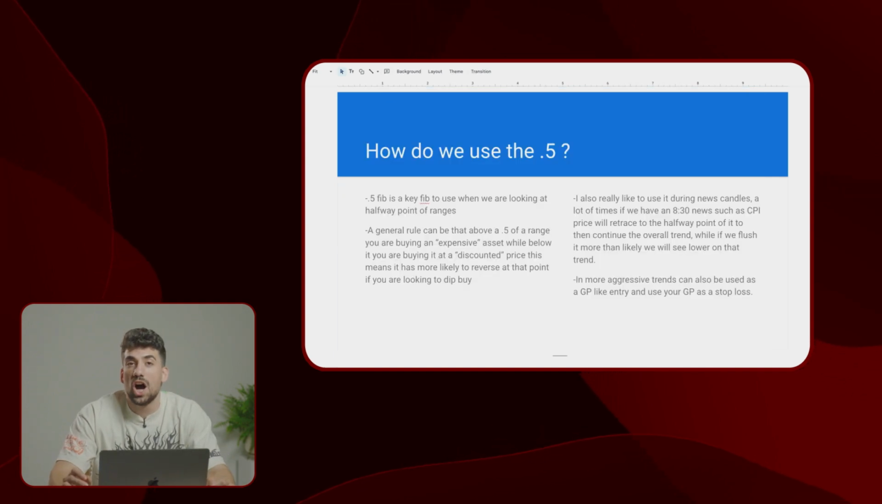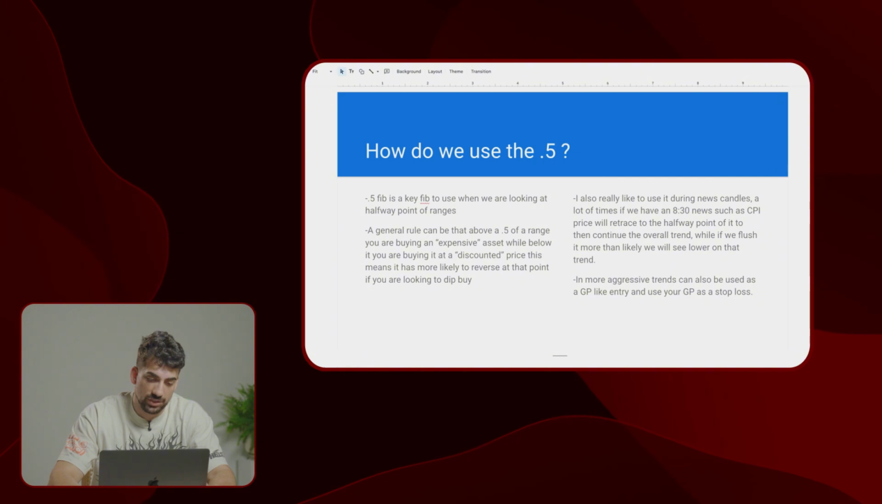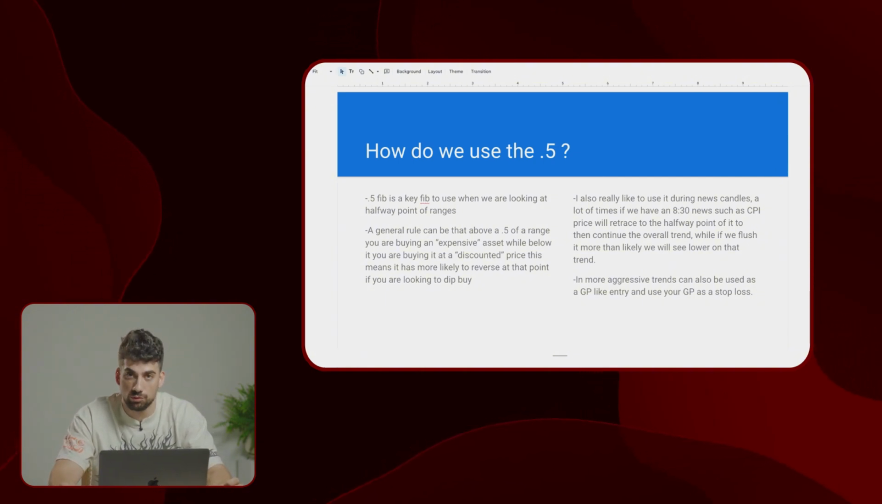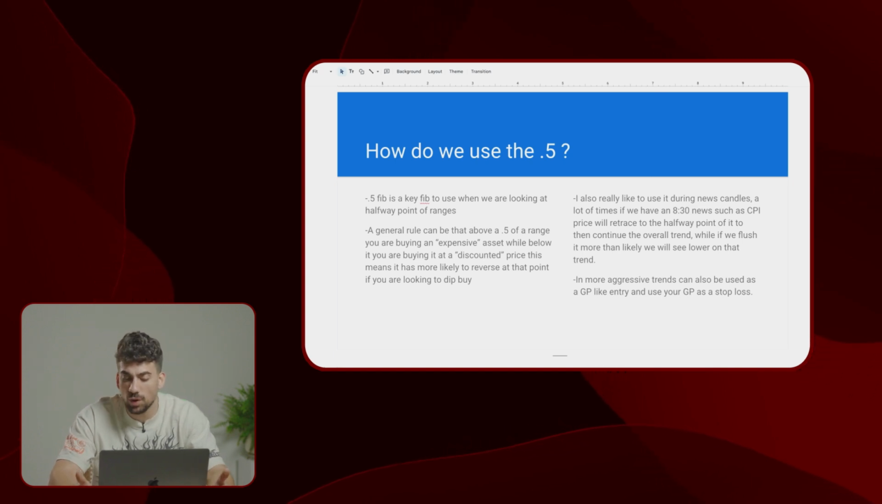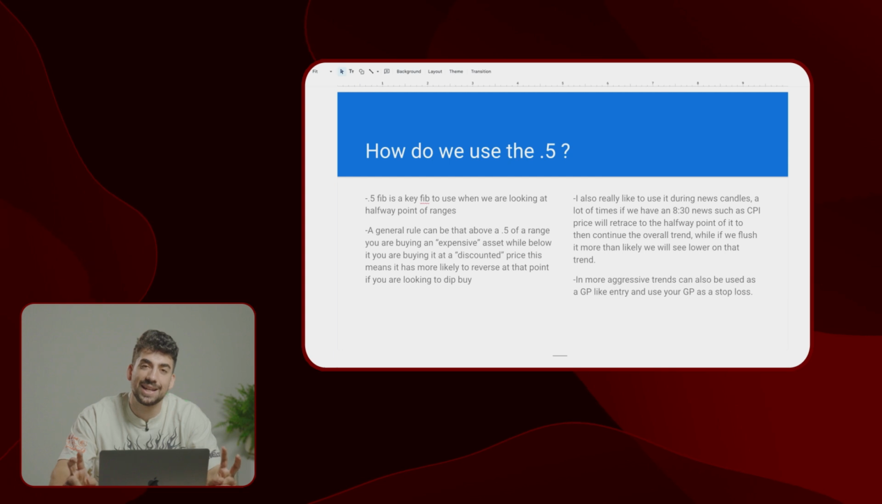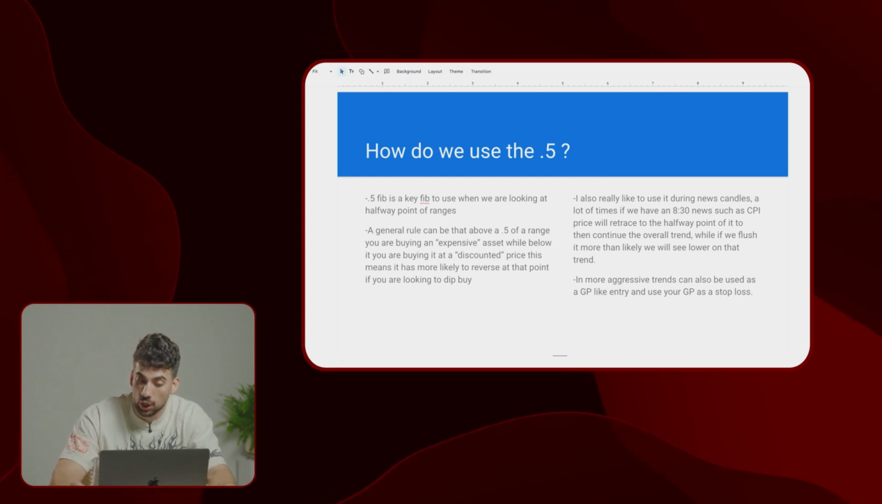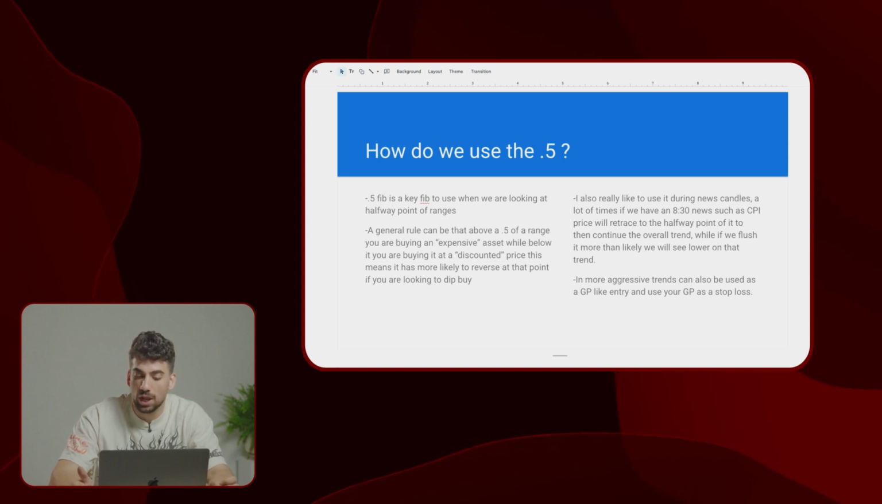Now let's talk about how do we use the 0.5 retracement. The 0.5 is a key Fibonacci to use when we're looking at halfway point of ranges. A general rule that we can use is that above a 0.5 range, you're buying an expensive asset, while below it, you're buying it at a discounted price. This means it has more likely to reverse at that point if you're looking at dip buy.